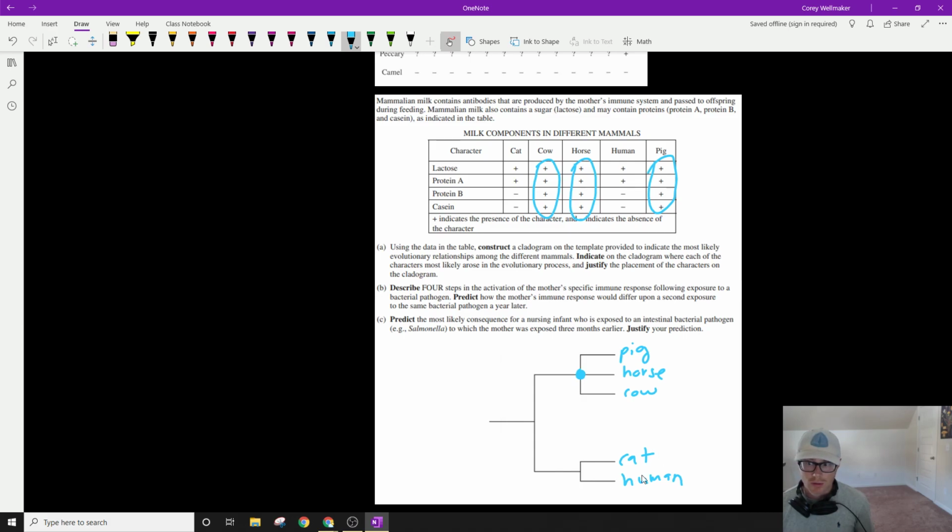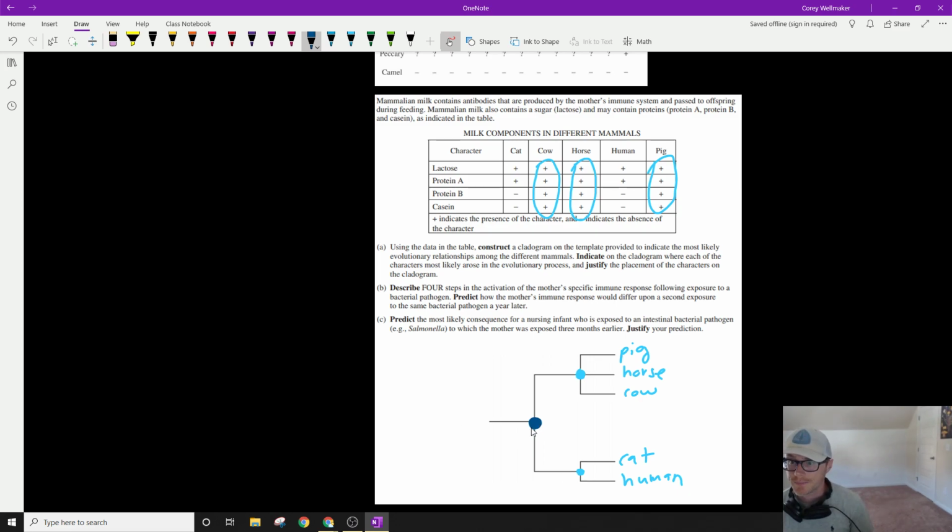The way that you order cat, human doesn't matter, as long as you're saying that cats and humans share a recent common ancestor, and pig, horse, cow share a recent common ancestor. And then, of course, we all share a recent common ancestor, even further back in time, right here.